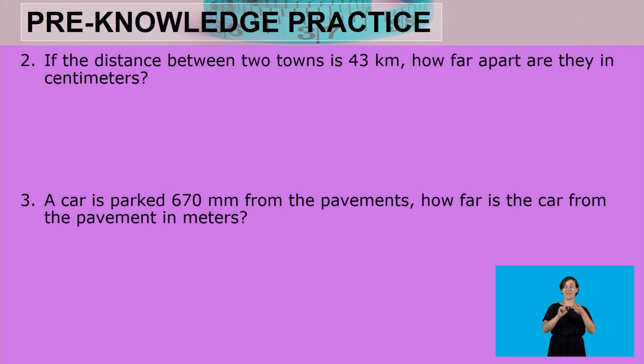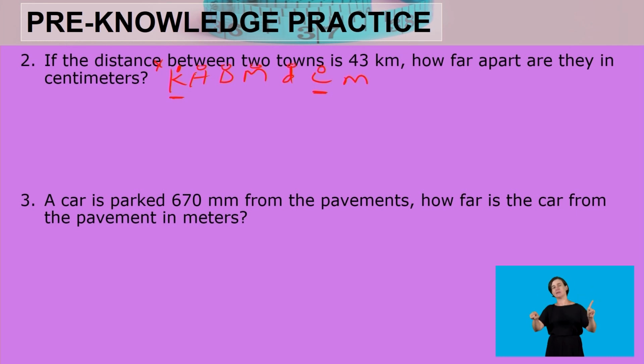Then question 2 says, if the distance between 2 towns is 43 kilometers, how far apart are they in centimeters? Now we have to convert from kilometers to centimeters. Remember the method that we once did that says, Keke hates doing math during cold months. So where are we moving from? Kilometers to centimeters. So what do we do? We multiply by the number of times we'll be moving. So you put a 1 on the kilometer and it zeros up until where you're going.